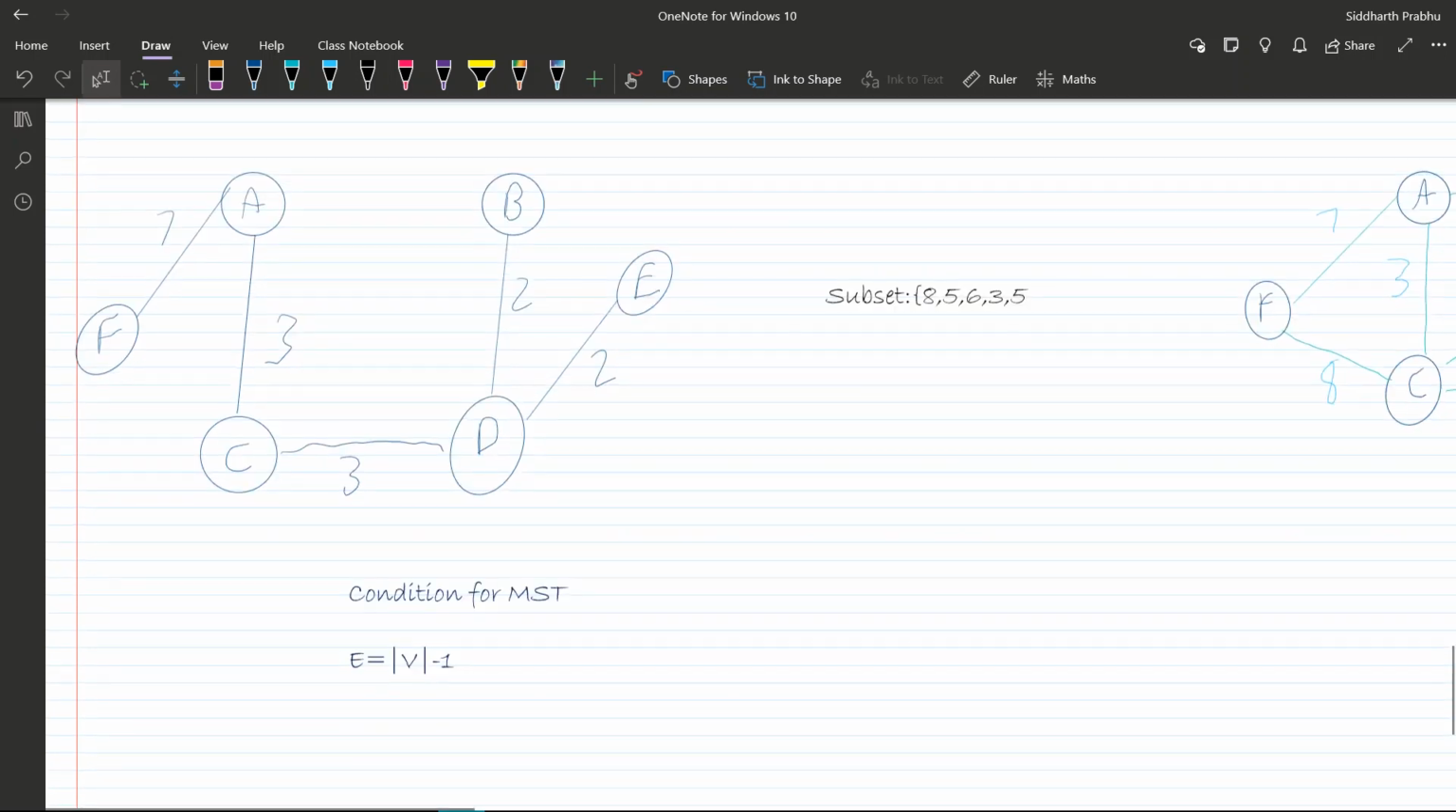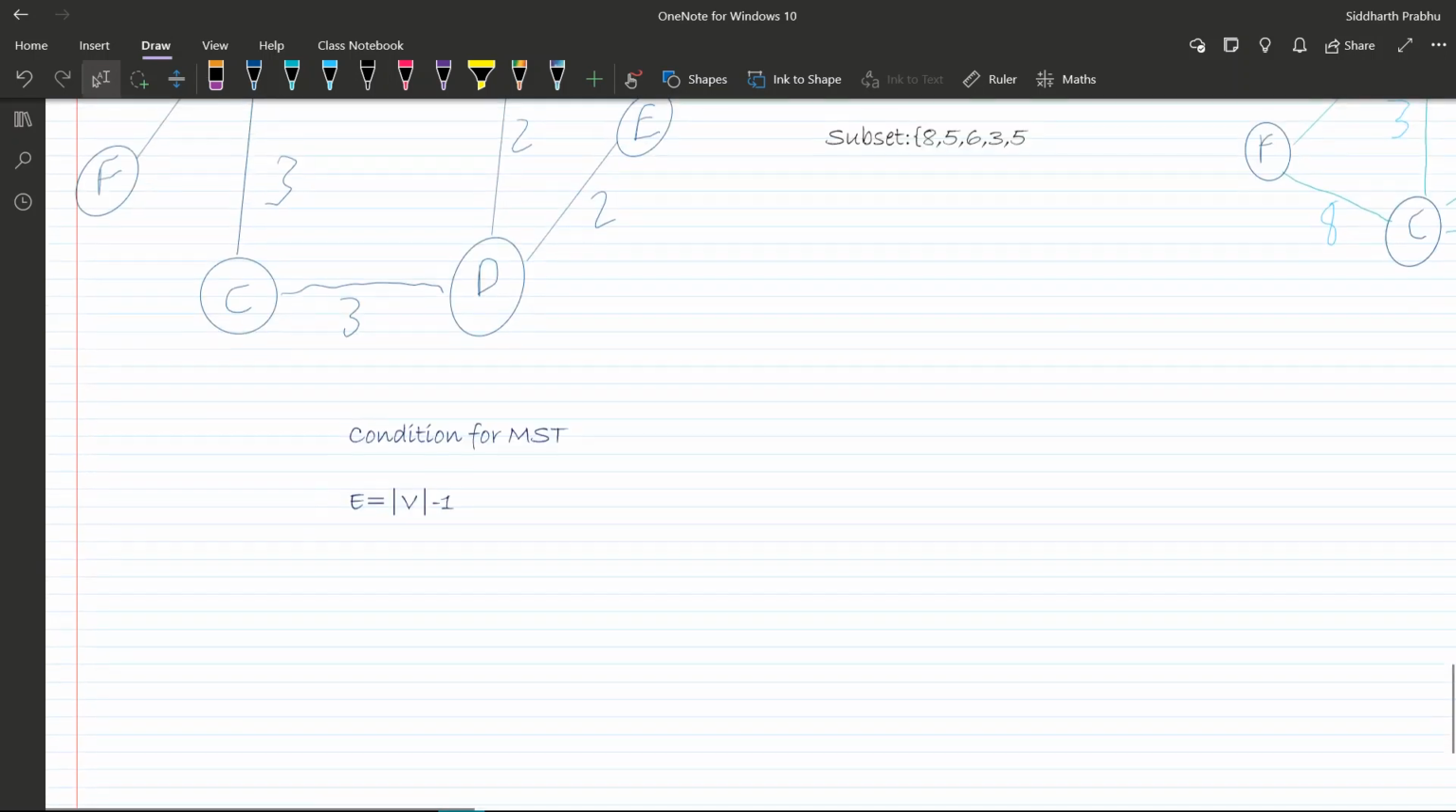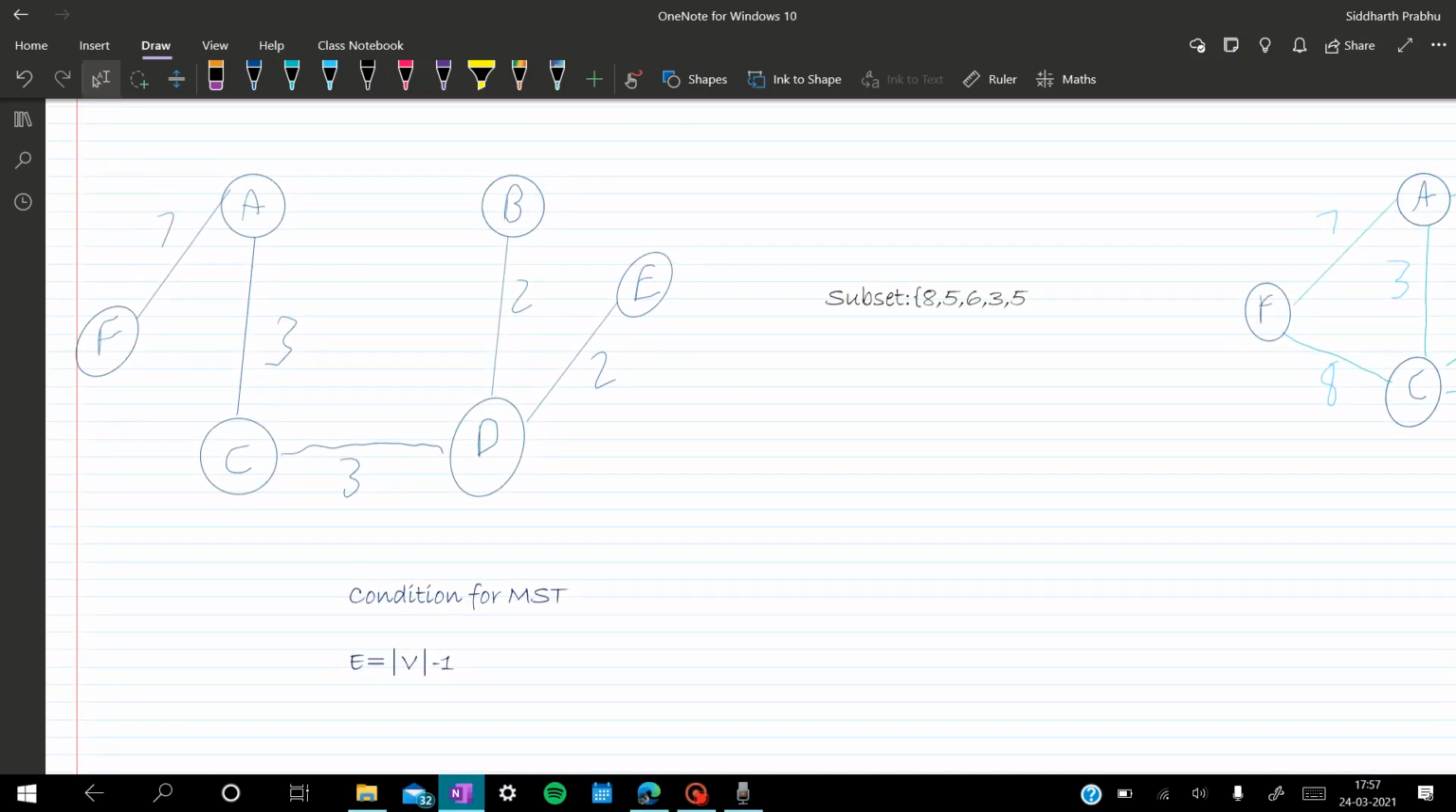To check a minimum spanning tree, there is one condition which says that the number of edges should be less than the number of vertices in the minimum spanning tree, and here you can clearly see that, as there are 6 vertices and 5 edges in the minimum spanning tree. And that's all for Prim's algorithm.